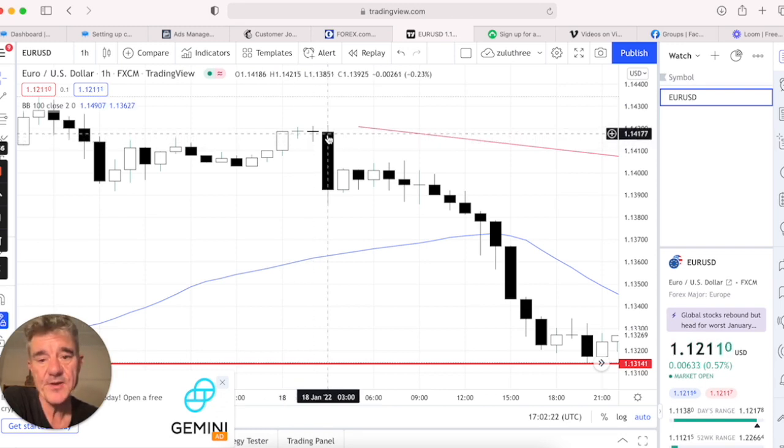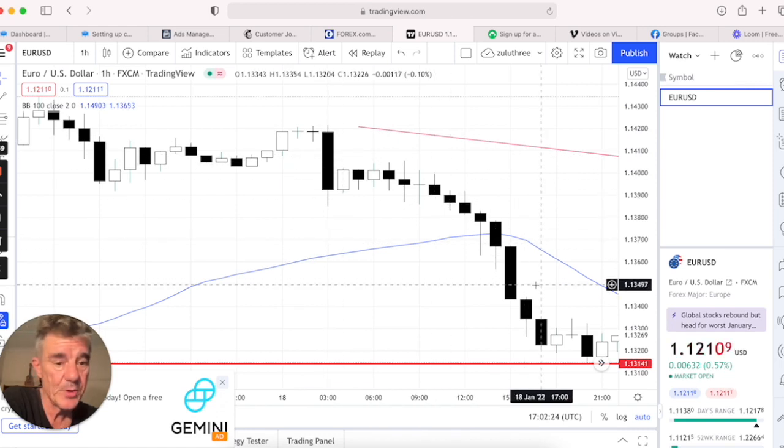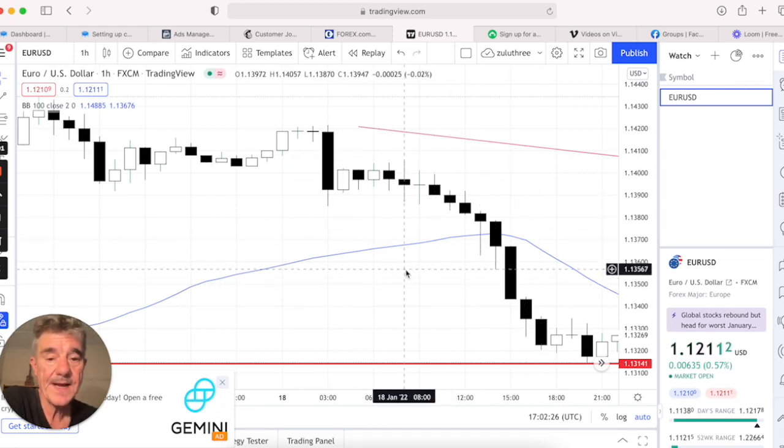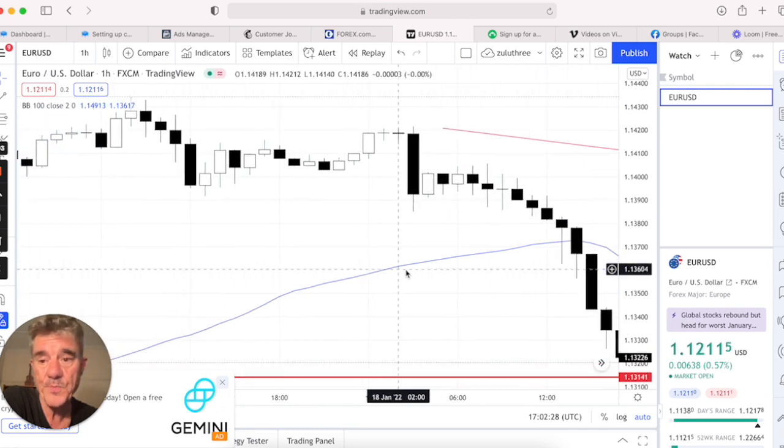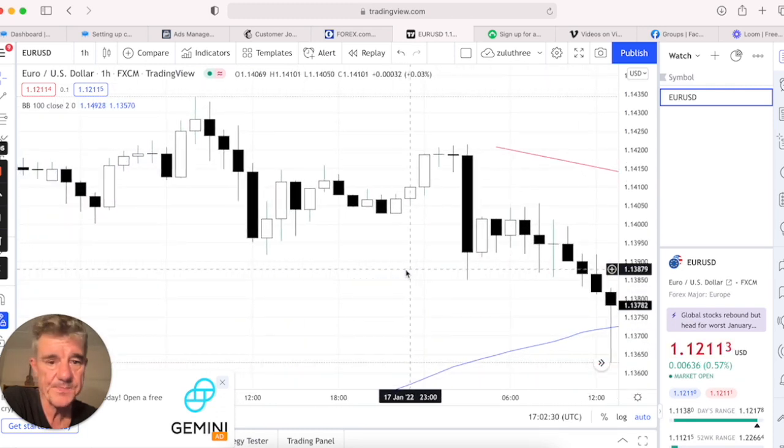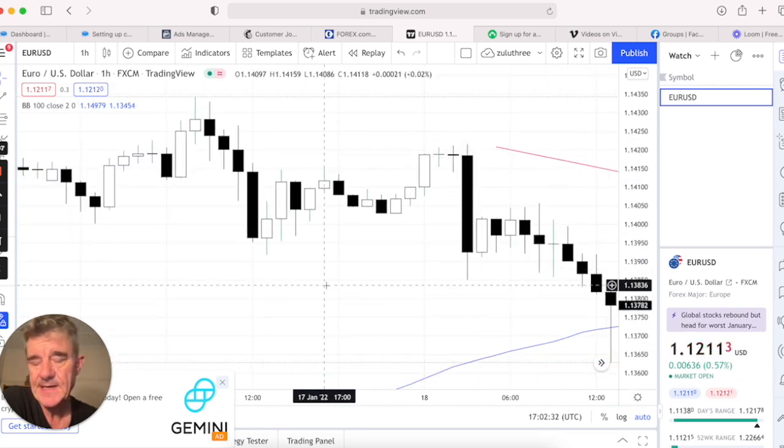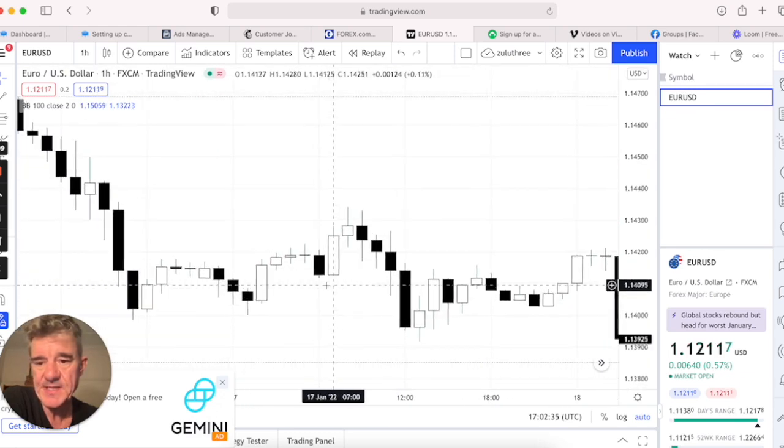And that was followed by a lovely move down, a really good one, probably 100 or more pips. So that's a beautiful bearish reversal. And you'll begin to spot these as time goes on.